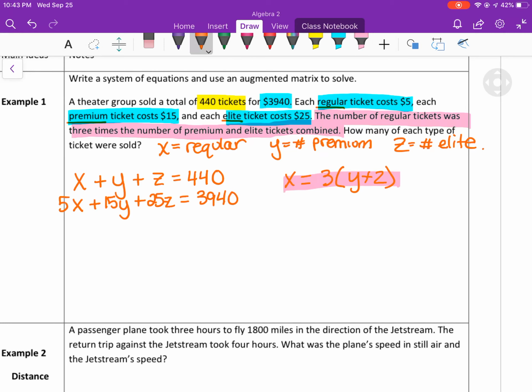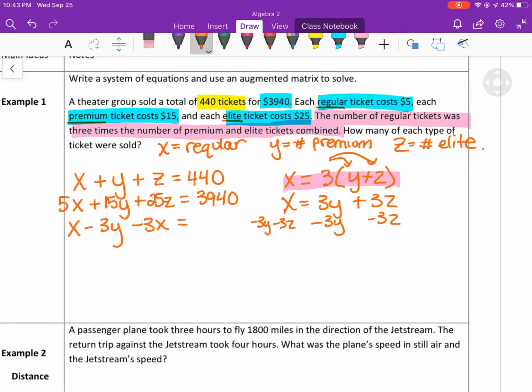So now I need to get it in the form X, Y, Z, and my constant. So I actually need to distribute this out. I'm going to get X equals 3Y plus 3Z. And then I'm going to have to subtract 3Y and 3Z from both sides. So that's going to give me X minus 3Y minus 3Z equals 0. I need that so that I can set up my augmented matrix, which takes the coefficients from each letter, X, Y, Z, and then the constants at the end.